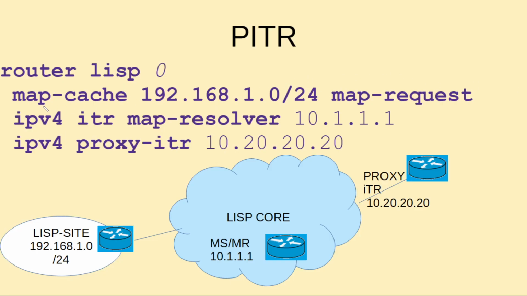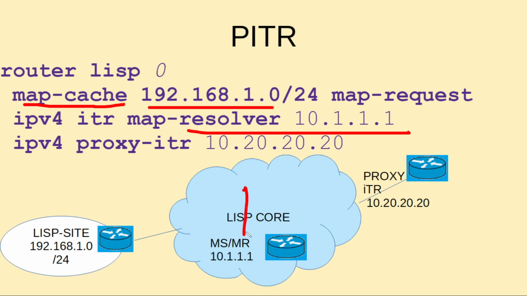We are going to use this map-cache command for every single EID that exists within the LISP network. Then we are going to let the proxy ITR know the IP address of the map resolver, and then we are going to enable the proxy ITR role. We can use this parameter in order to establish the source IP address for the messages that the proxy ITR will send.